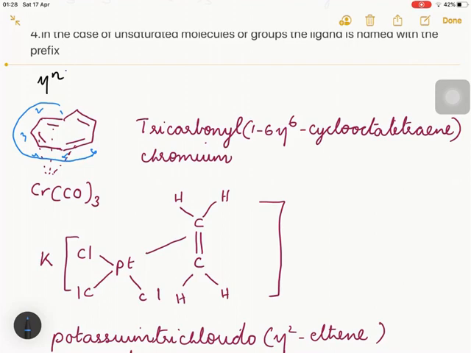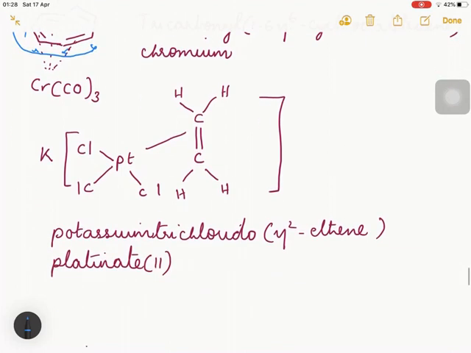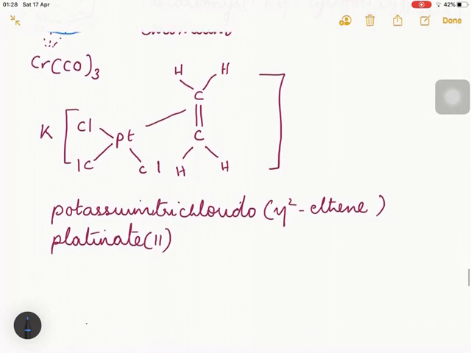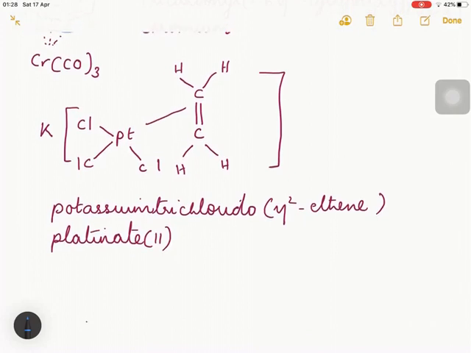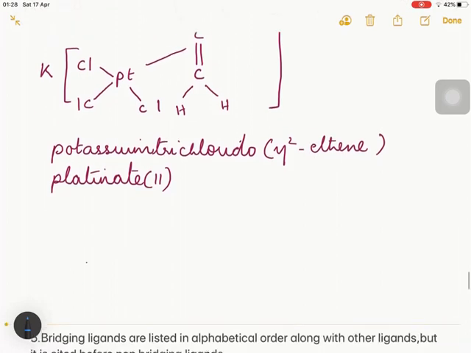Why? Because the hapticity is 6. Six carbon atoms are attached, and this ligand is cyclooctatetraene. So the name of this complex is tricarbonyl 1-6-eta-6 cyclooctatetraene chromium. Now the next one is a salt. The name of this particular complex is potassium trichlorido eta-2-ethene platinate(II).